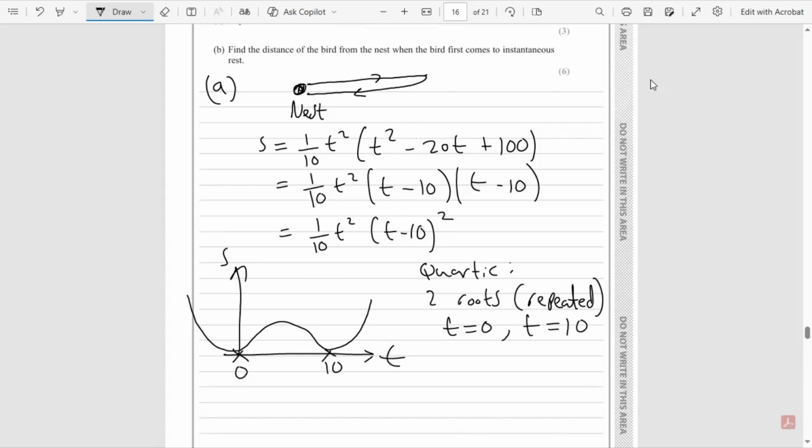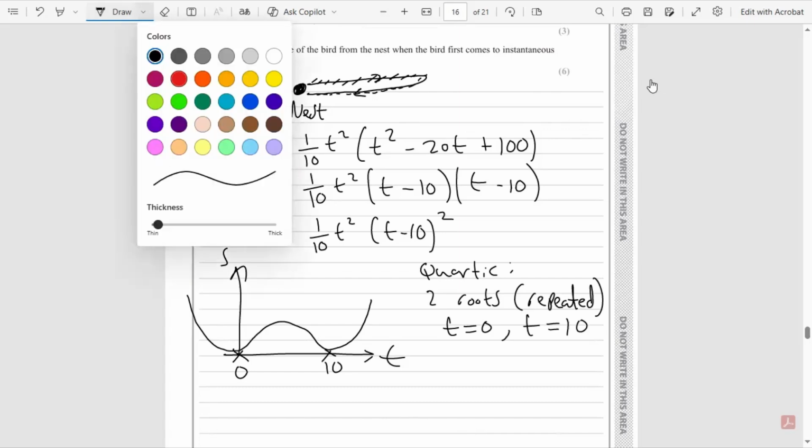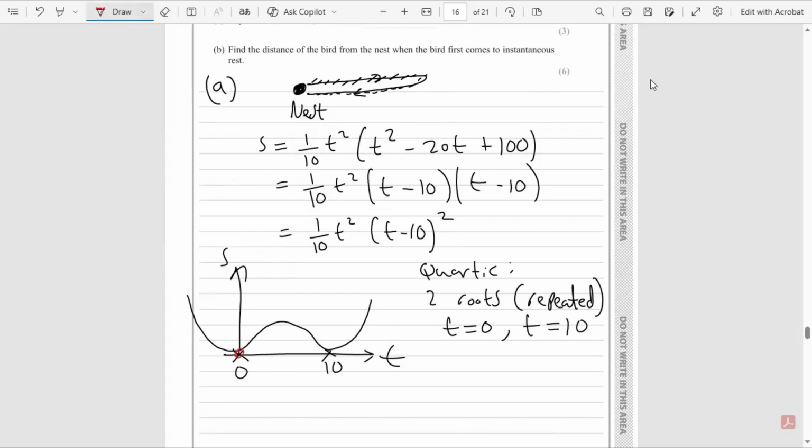Now, in the context of the question, remember we've got the bird that is at the nest, and then the bird is traveling forwards and then traveling backwards to the nest. So if we use maybe a different color to explain this, the bird is starting at the nest here. The bird then travels forwards, and then the bird travels back to the nest.